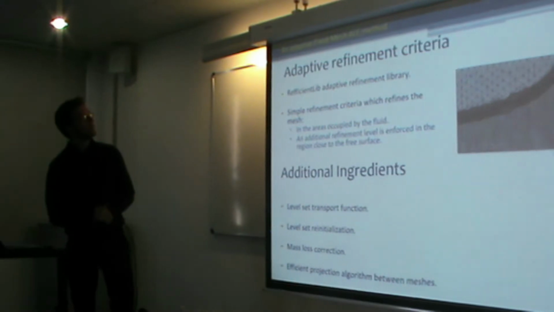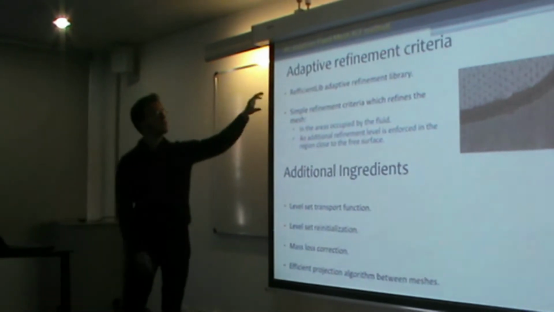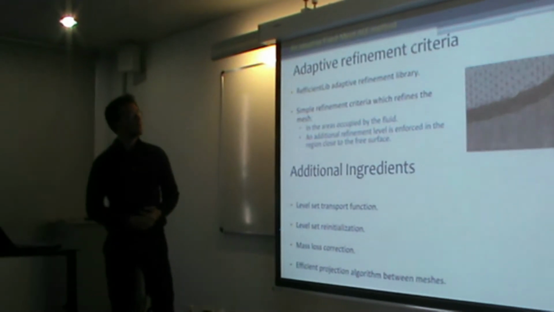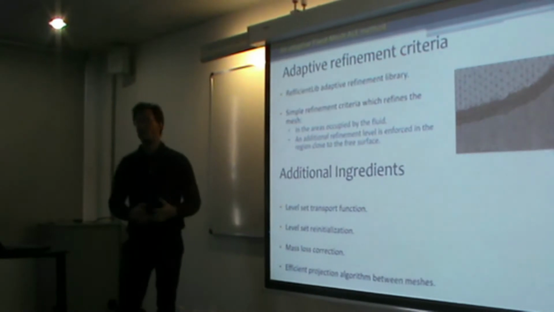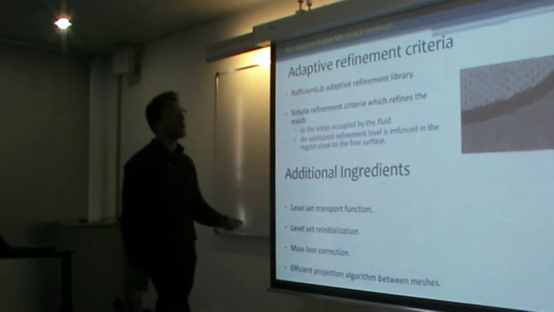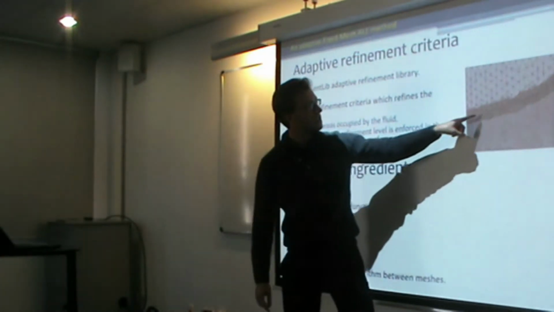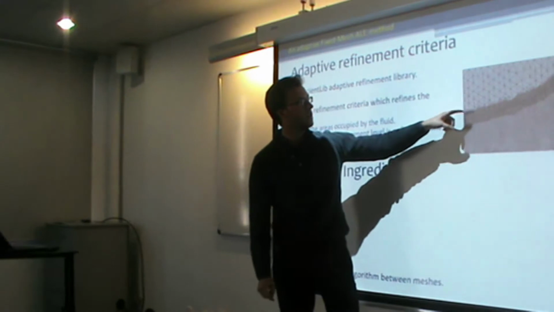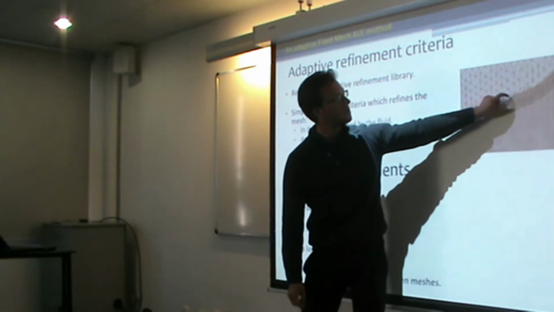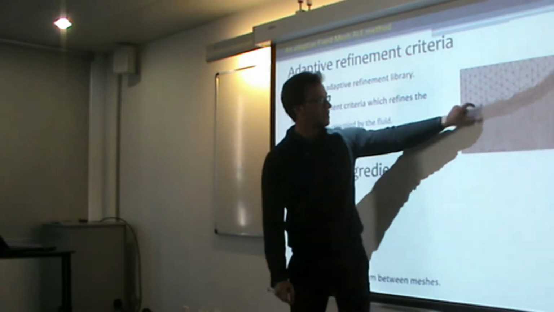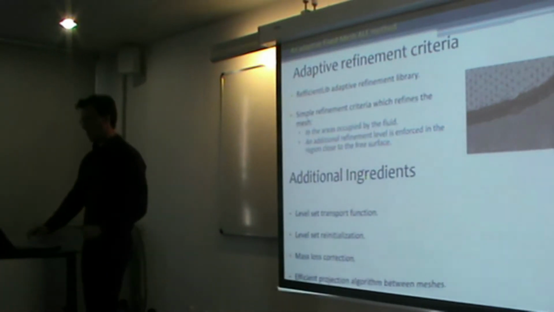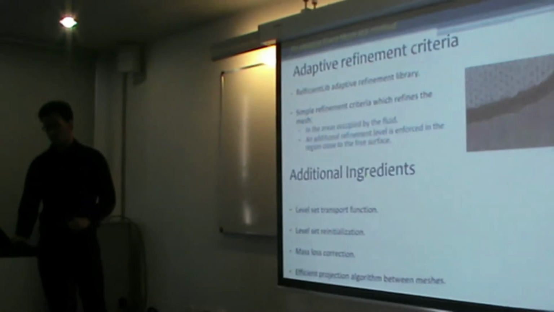Regarding the adaptive refinement criteria, we are using this Ruffician-Lipp adaptive refinement library, and for the numerical examples that I will show now, we are using very simple mesh refinement criteria. So we are just telling our mesh refiner to refine in those regions of the mesh in which the mesh is occupied by the fluid, and also we will have some additional refinement in the region close to the free surface, so that we can capture properly the geometry in these areas.